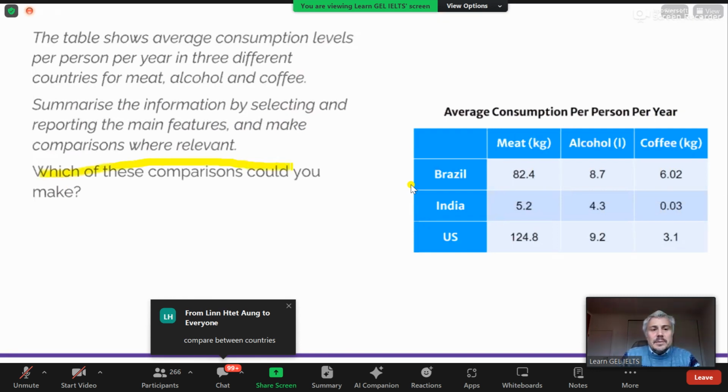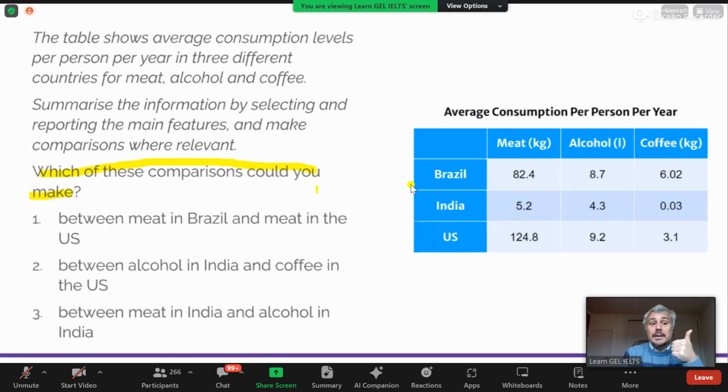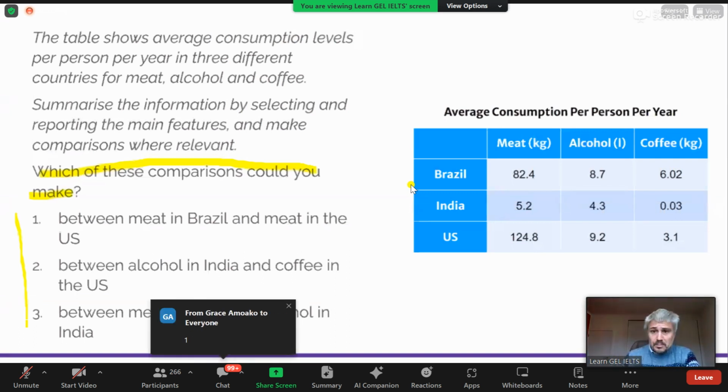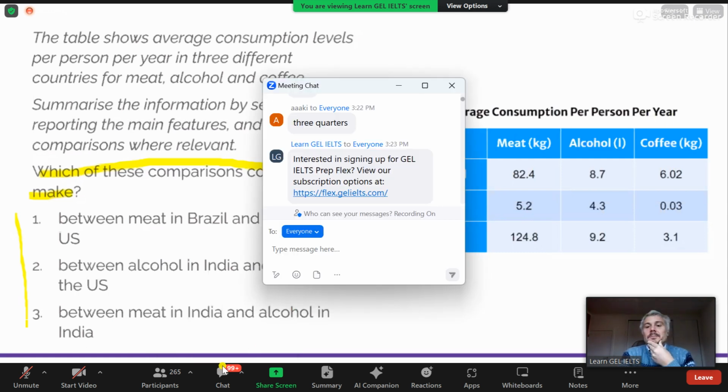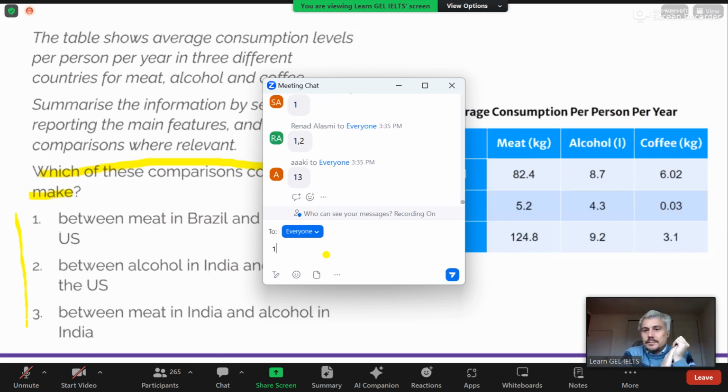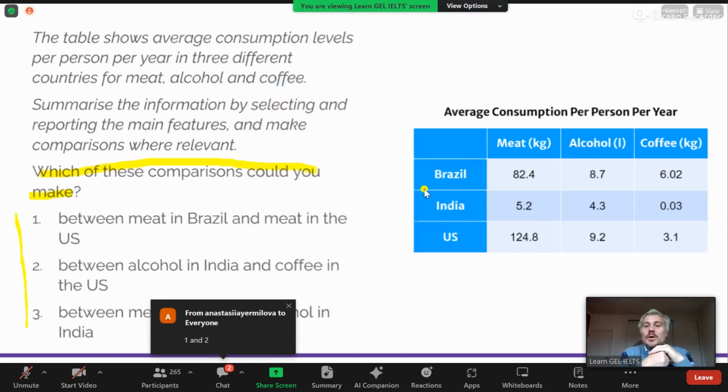Look at these three comparisons. Which are good comparisons to make? Which ones are good comparisons to make? Tell me the numbers of the good comparisons. Okay, very good, guys.